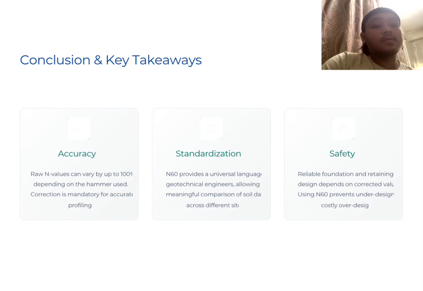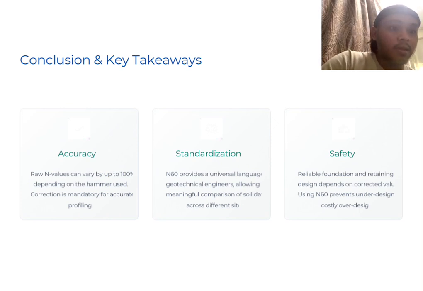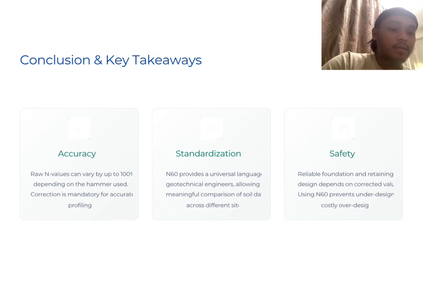N60 standardizes equipment differences, and N prime 60 standardizes depth, which is effective stress. Then last is safety. Reliable foundation and retaining wall design depend on corrected values. Using N60 prevents under design or costly over design. Oh, I forgot. The corrected N values are essential for soil strength estimation, friction angle, and foundation and retaining wall design. I think that's all from me.